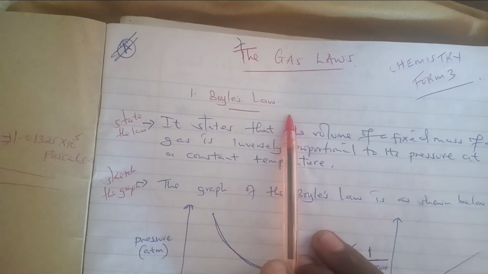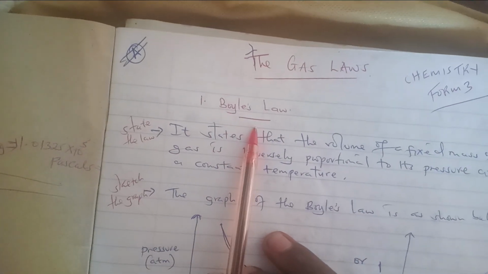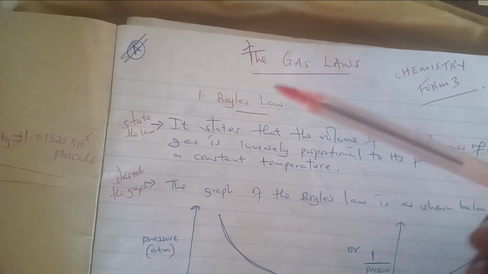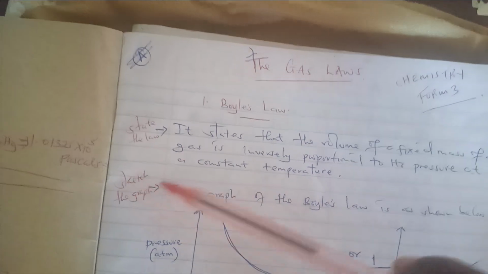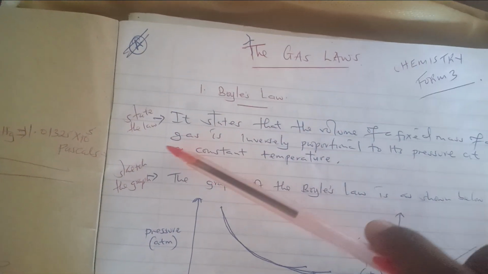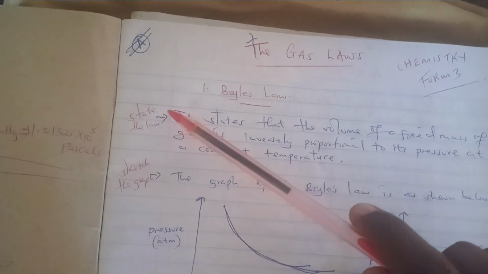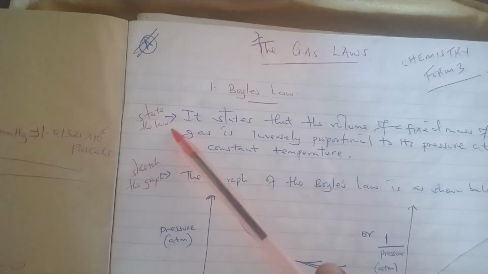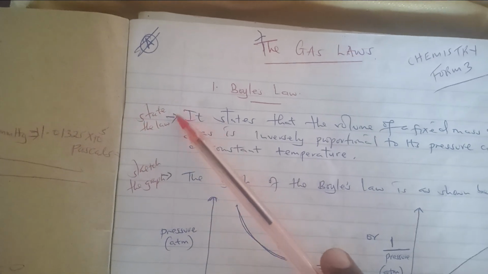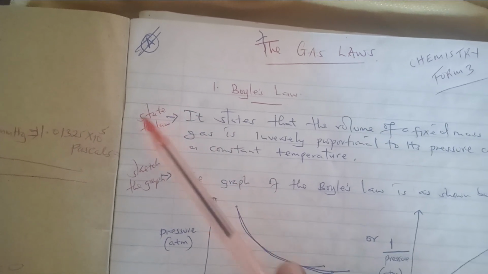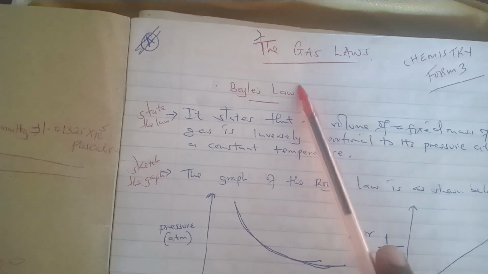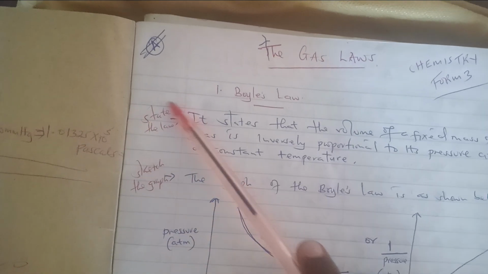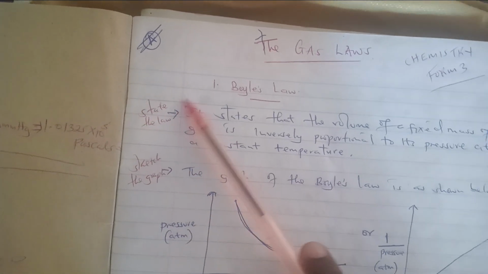It's called Boyle's law. And under Boyle's law, as a student, you should know various important points. The first important part is to state. You are told to state Boyle's law. Now, as a student, you must know how to state Boyle's law. That is the first part, stating the law.